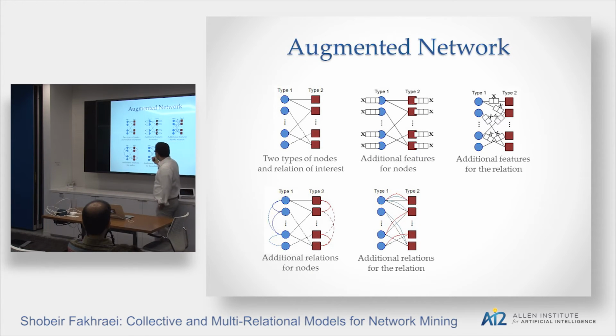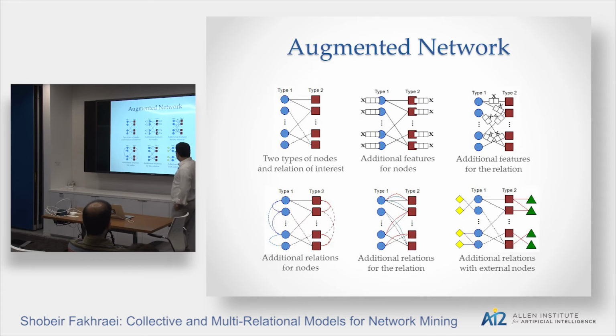We could have additional relationships on the original relationship. For example, if this is recommender systems, we want to infer the value of the rating. We can observe that this person already read about this movie, and then add that information in. We can also have additional relations with external nodes. For example, if this is scholarly networks and authors and papers, authors can have interactions with institutions, and papers can have relationships to venues. And we can add that information in.